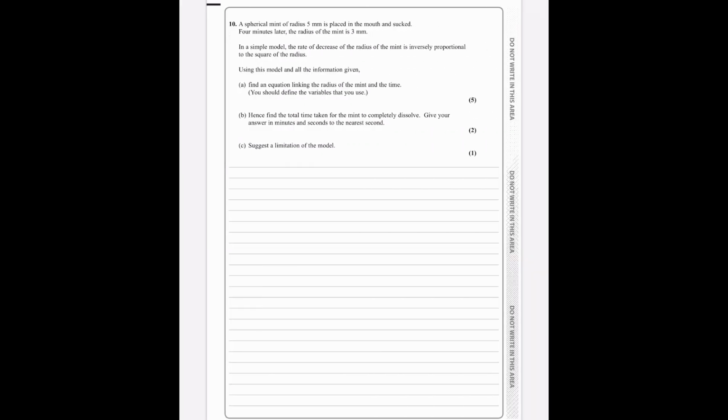Okay, question 10, a spherical mint with a radius of 5. I'm going to use r, little r for the radius of the mint, and t for time. We'll do the radius in millimeters and the time in minutes. Now it tells us that the rate of decrease of the radius of the mint is inversely proportional to the square of the radius. I'm going to turn that into maths. That's dr by dt, the rate of decrease of the size of the mint, is proportional to 1 over r squared, the square of the radius.